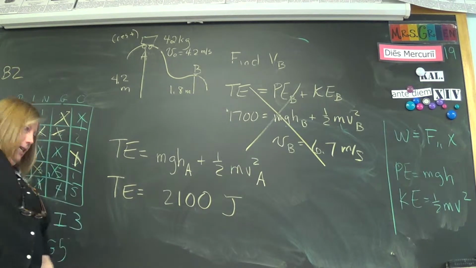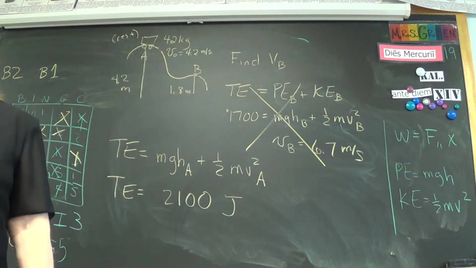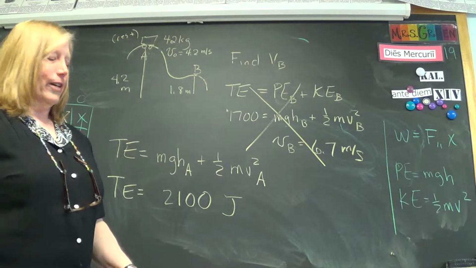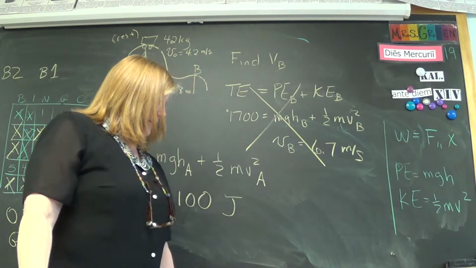All right, cross out B1. Bingo. Oh, yay. Oh my goodness. There's one. Write that at the top so you know. Wait, do I just say bingo on top? Yeah, bingo up top.